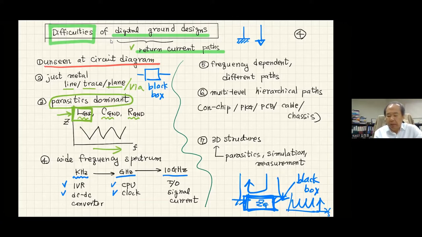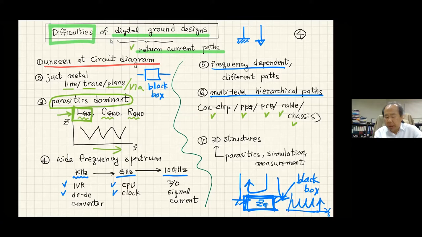Number five, the difficulty is that the return current path is very frequency dependent. So you have to be able to figure out the return current path at the different frequency ranges. Number six, the difficulty comes from the fact that the return current path has multi-level hierarchical paths. Sometimes return current may come back through on-chip interconnection, sometimes through package interconnection, sometimes PCB interconnection, sometimes through a cable shield.